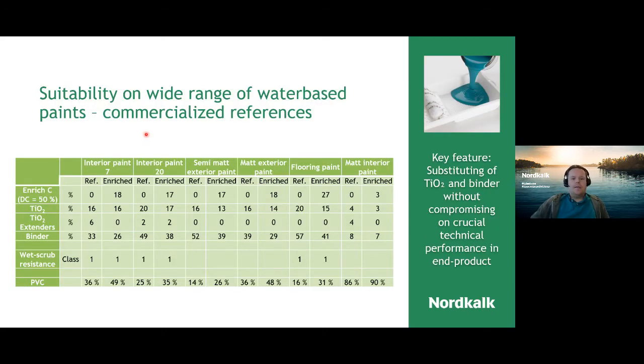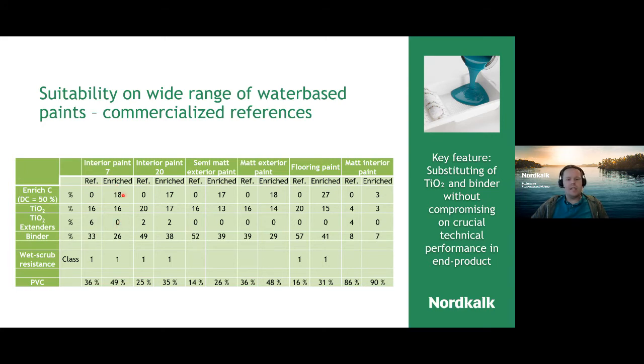Then here, let's say these are commercialized references. We have a lot more different references, but these are just pickups from the references we have on different kinds of applications and how Enrich is used in these applications. First is interior paint gloss 7. In the reference formulation there has been 16% titanium dioxide. Also in the Enrich version there is 16% titanium dioxide, but we have replaced all the other extenders.